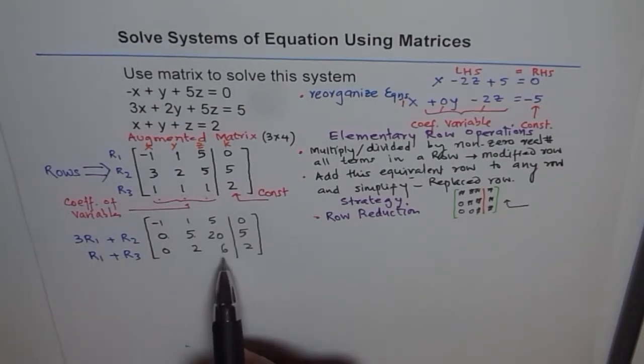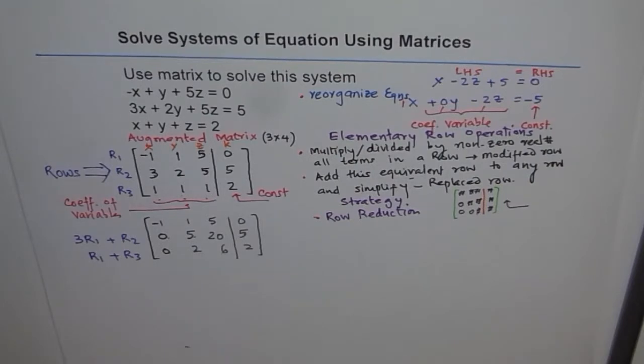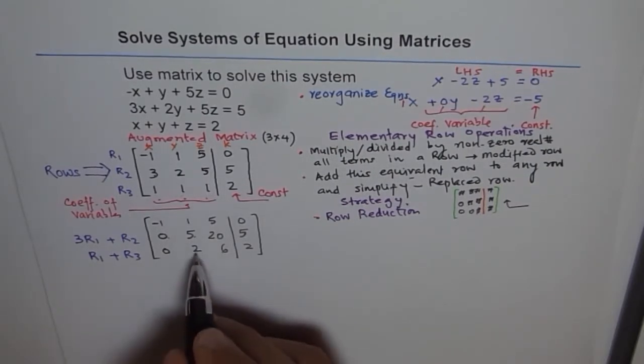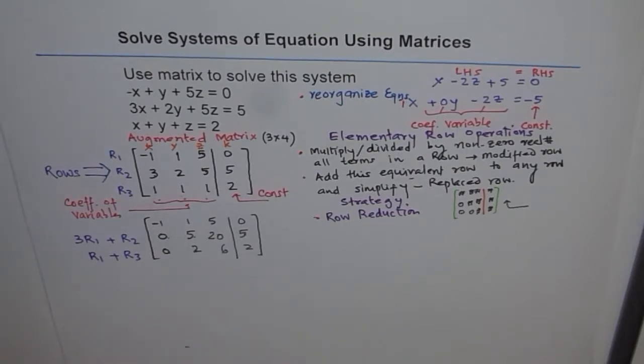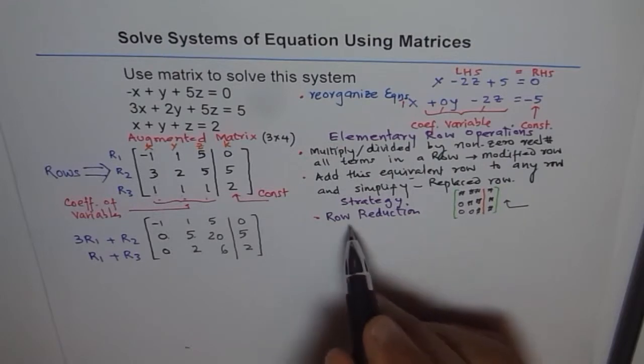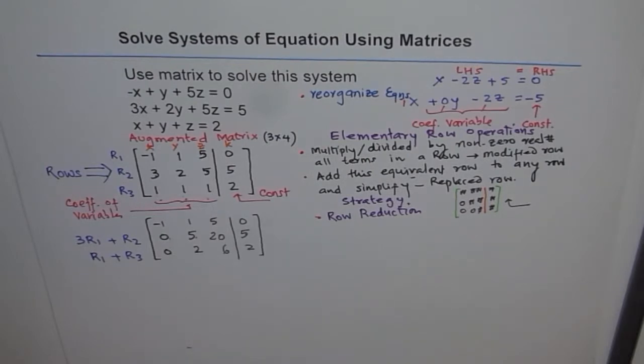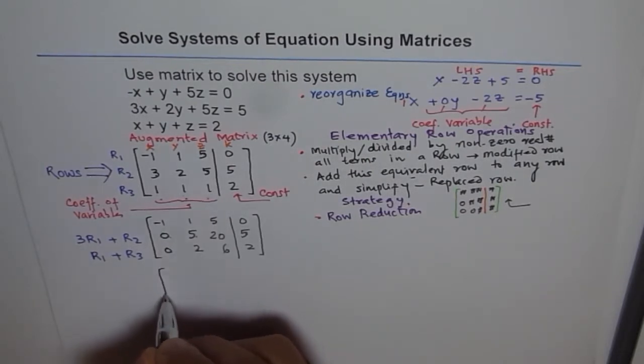Now we have y and z, and you can always solve for y and z and get your answer. But we'll go a step further, and in this step we will reduce this to 0. That is what we want, and that is the row reduction. Row reduction does not mean reducing from 3 rows to 2 rows or 1. It means simplifying, basically. The term is confusing.